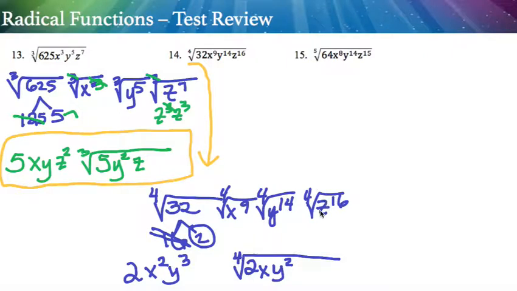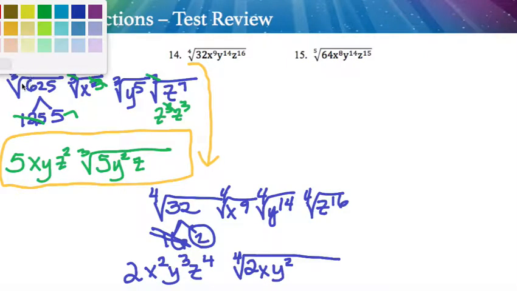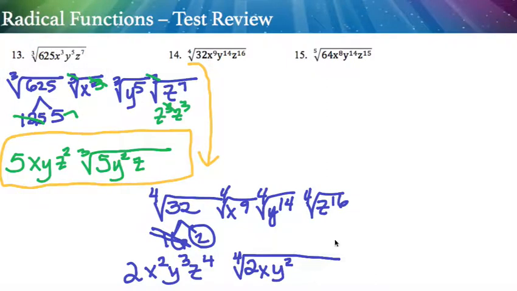Okay, and of course 16 divided by 4 is 4, so that makes z to the 4th. I can take out 4 z to the 4th. Okay, I know that sounds like a lot to say. So now my final answer is right here. 2x squared y cubed z to the 4th, and then the 4th root of 2xy squared.